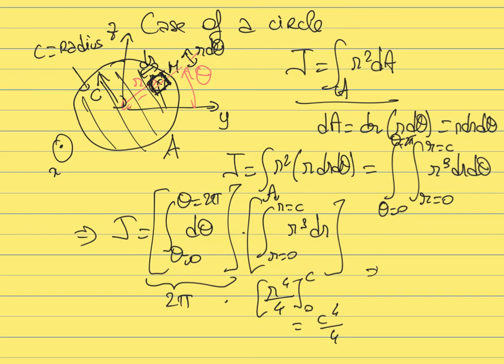So in this case, that means that for a circle, but this formula is only valid for a circle, the polar moment of inertia for a circle would be pi times the radius of the circle to the power 4 divided by 2. So this is the formula of the polar moment of inertia for a circle, simply pi times the radius to the power 4 divided by 2.